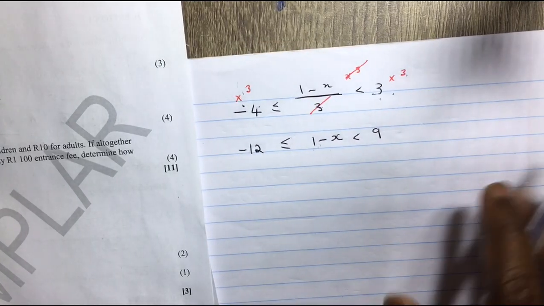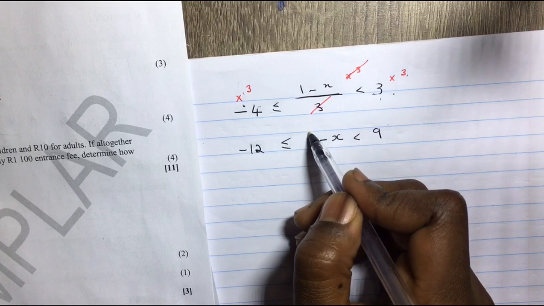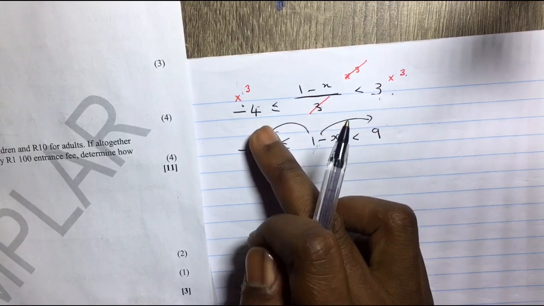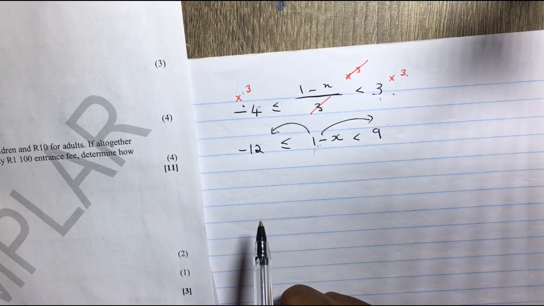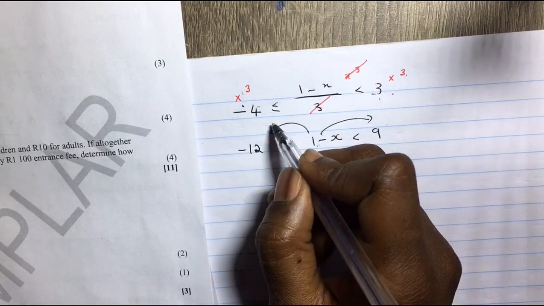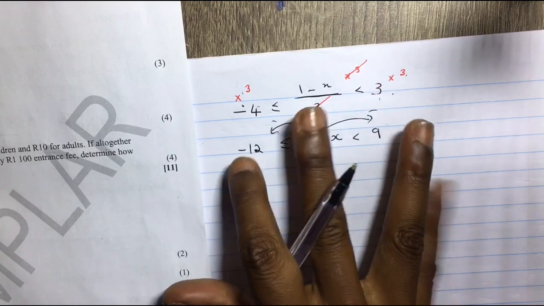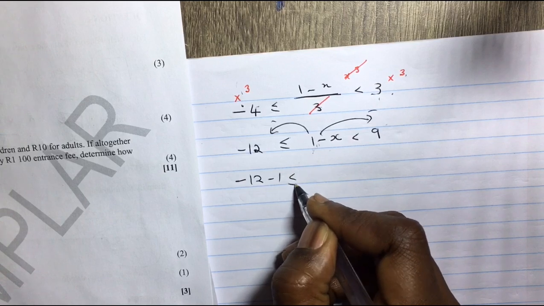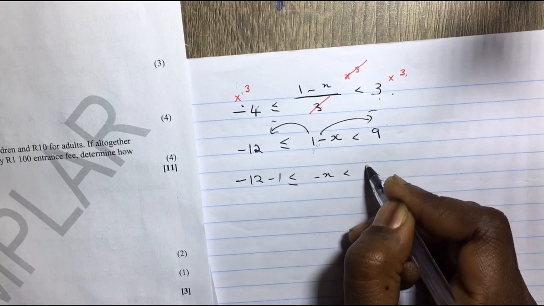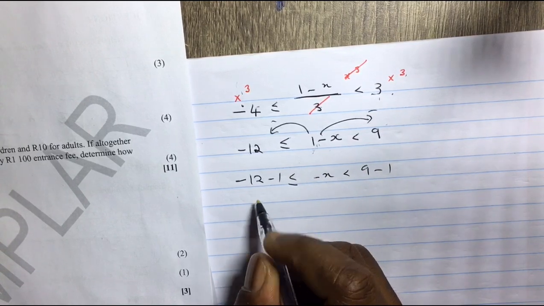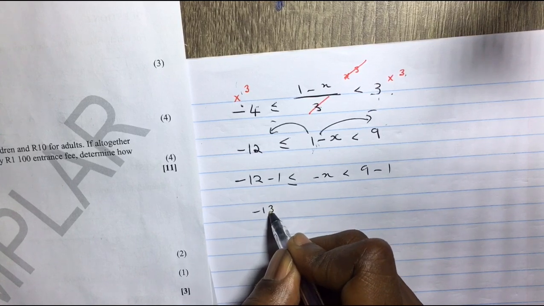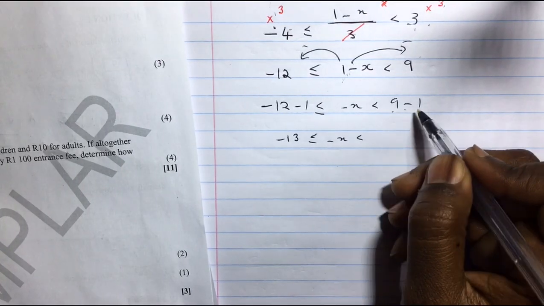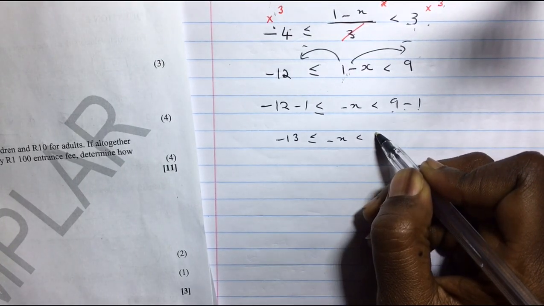Then I'm going to take 1 to the other side, take 1 to this side. So I'm going to distribute this one. Remember, it's a positive. When it goes across the inequality sign, it changes sign. So it's going to be negative on both sides. So I'm going to have negative 1 and 9 minus 1. And here I have 13. So I have a negative 13, and then I have 9 minus 1 is 8.